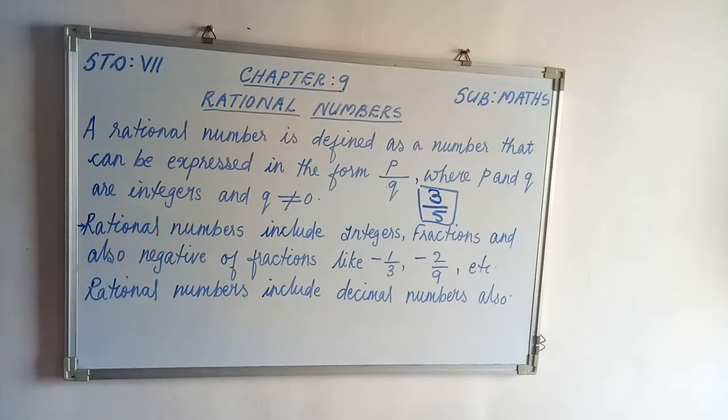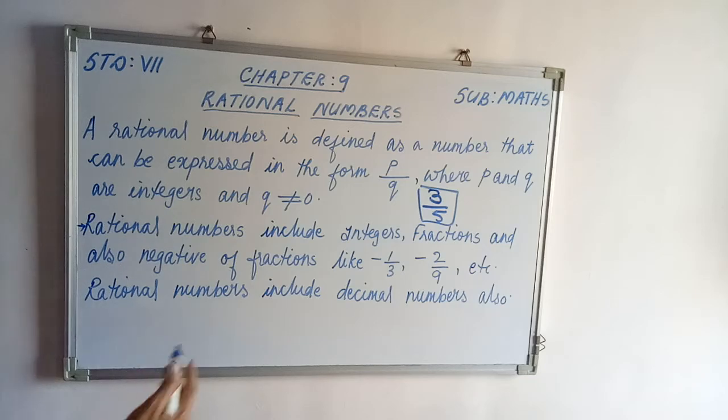Rational numbers include integers we have already learnt, then fractions and also negatives of fractions like minus 1 upon 3, minus 2 upon 9, etc. And rational numbers also include decimal numbers.